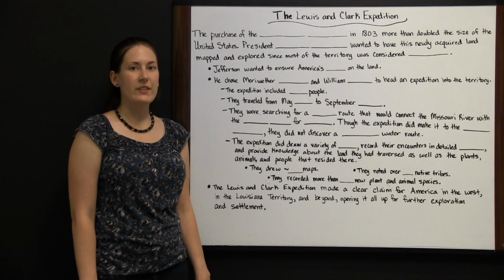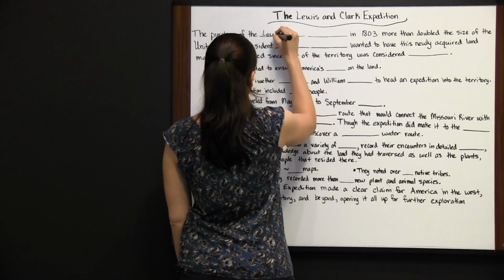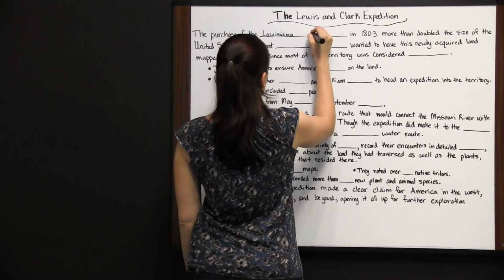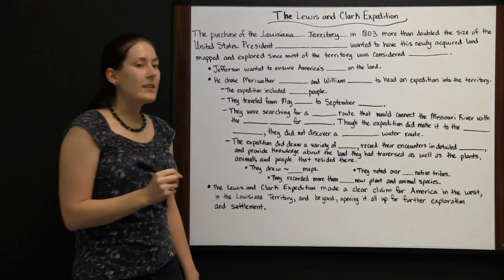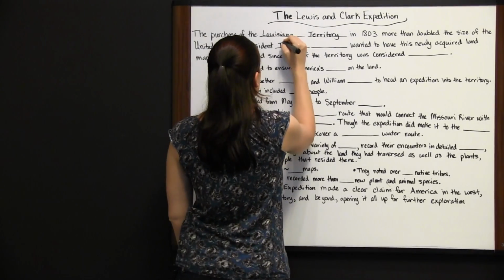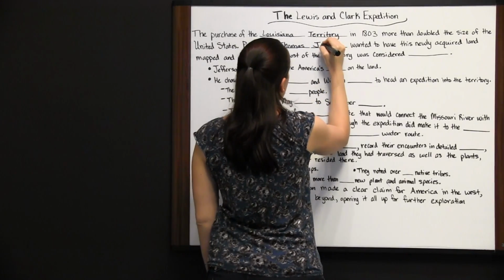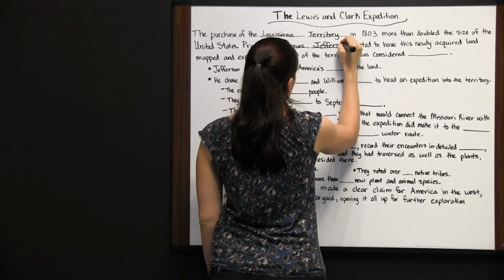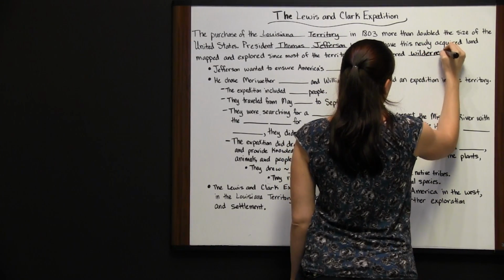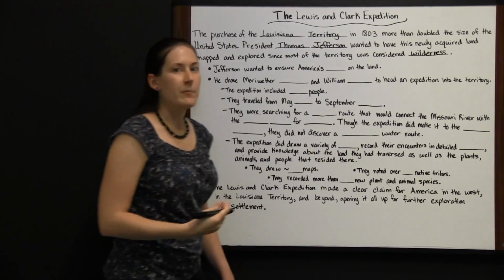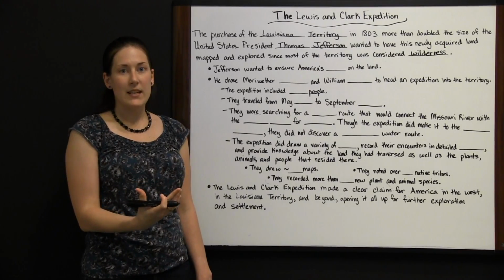The Lewis and Clark Expedition. The purchase of the Louisiana Territory in 1803 more than doubled the size of the United States. President Thomas Jefferson wanted to have this newly acquired land mapped and explored since most of the territory was considered wilderness. It was unexplored, nobody knew what was out there. They knew Native Americans were there, but it hadn't been mapped out and no one had laid claim to it out past the Louisiana Territory.